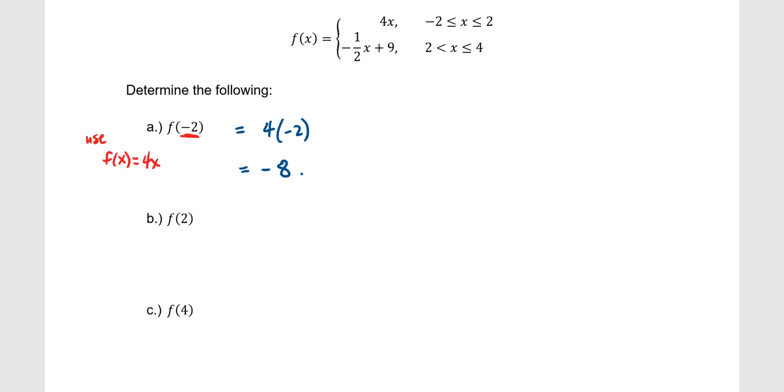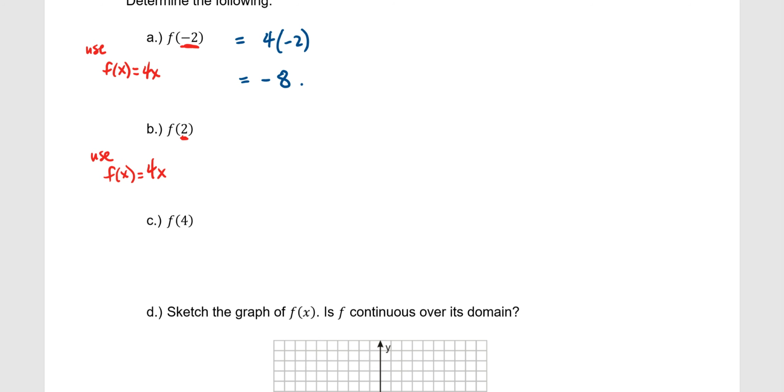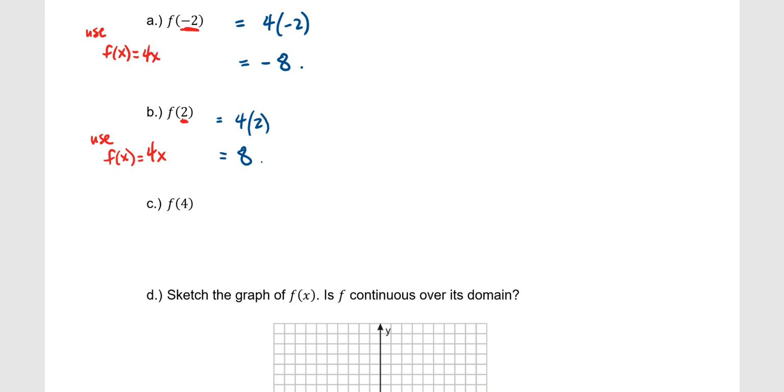Okay, and then for the next one, we have f of 2. So f of 2 here, we have to see which domain this 2 lies in. So it's in this one and it's in this one, but the top one is the one we're going to be using because of this or equal to sign. So the second one is not including the 2. The first one's including the 2. So that means once again we are using that first function, which is f of x equals 4x. So plugging that in here, we have 4 times x, which is going to be 4 times 2 in this case, which is 8.